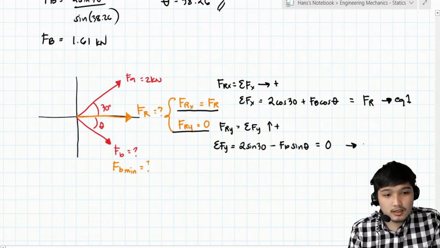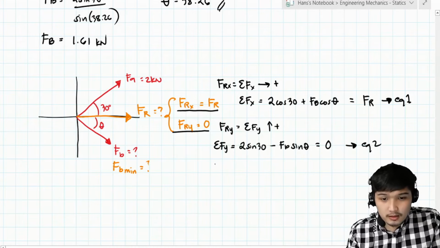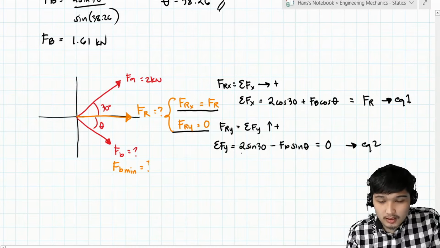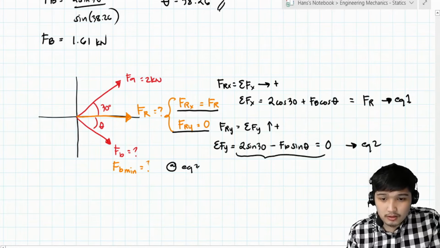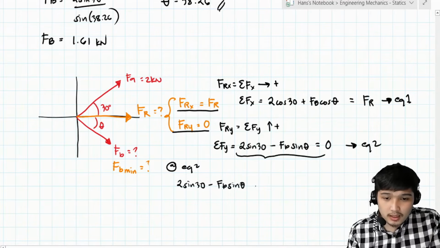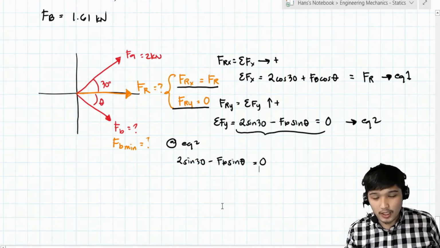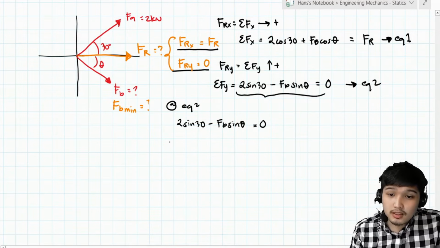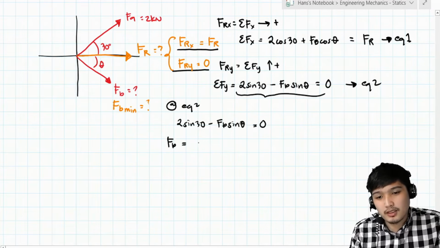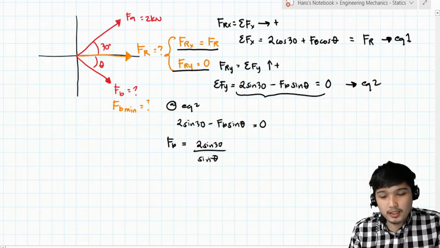So, ito yung ating equation 2. Consider nga natin to, class, itong equation 2. Di ba na-simplify na natin kanina yan. So, at equation 2: 2 sine of 30 minus FB sine theta equals 0. Isolate natin yung FB, so magiging FB equals 2 sine of 30 over sine of theta.